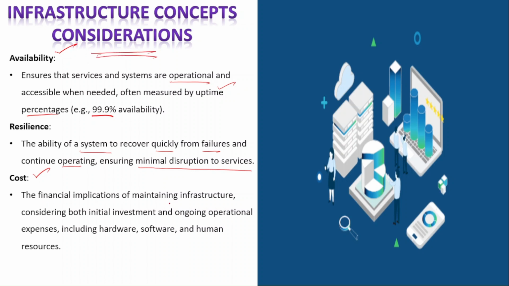It is the financial implication of maintaining infrastructure, considering both initial investment and ongoing operational expenses, including the hardware, software, and human resources. For the cost of the initial investment, we have the terms that are used in the industry, which are CapEx, the capital expenditure, and OpEx, the operational expenditure. Capital expenditure is the initial investment, and the operational expenditure is the ongoing operational expenses.